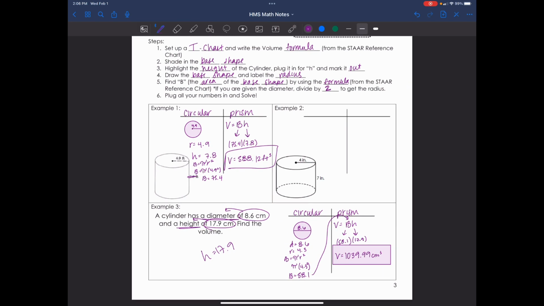Cool. Okay, I feel like you guys can do example 2 on your own. Follow the exact same things we did with example 1 and example 3. I feel like they look very similar. Just do the same thing with example 2, and you'll get it.